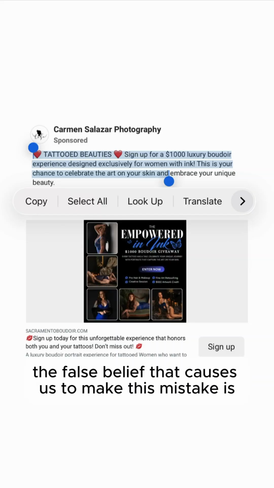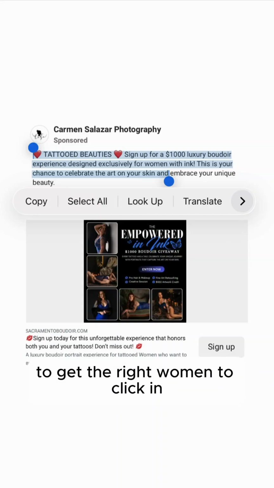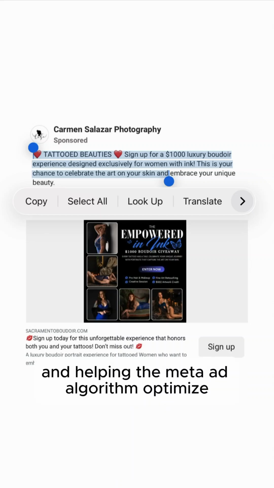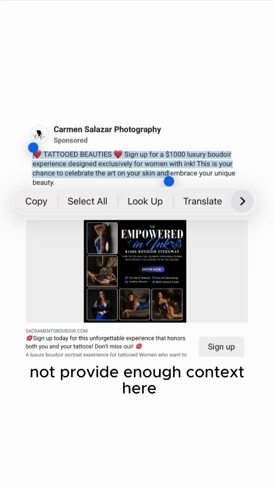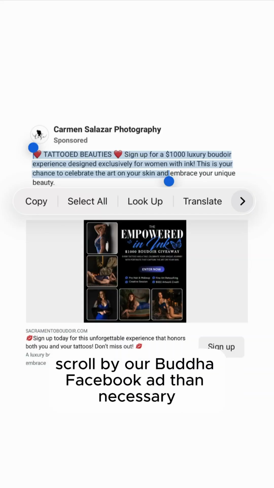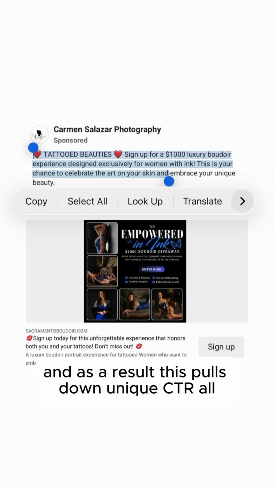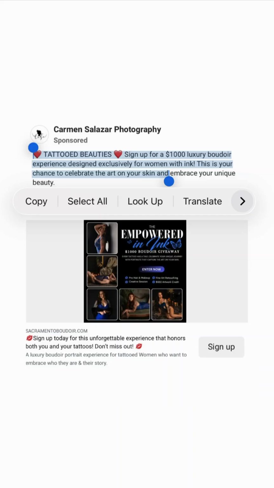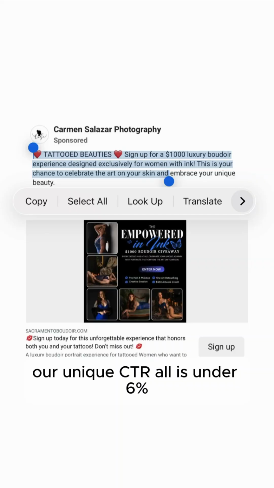So, the false belief that causes us to make this mistake is we believe we provided enough context to get the right women to click in, and more of the wrong women to scroll on by, and helping the Meta ad algorithm optimize. But in fact, we did not provide enough context here. So the consequence of this is way more women scroll by our Boudoir Facebook ad than necessary. And as a result, this pulls down unique CTR, and it actually increases the likelihood that we have BLCS and increases the likelihood our unique CTR is under 6%.